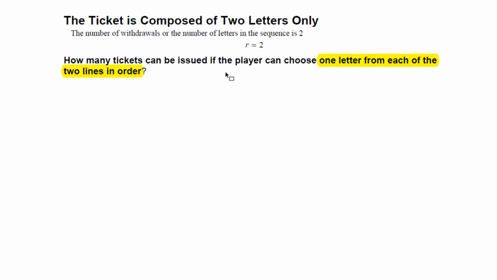Now, if the ticket is composed of 2 letters only, then we are going to have sequences with 2 letters, which means that R is equal to 2. R is defined as the number of letters in the generated sequence, and the ticket is composed of 2 letters, so R is equal to 2 in such case. Now the first question: how many tickets can be issued if the player can choose one letter from each of the 2 lines in order?